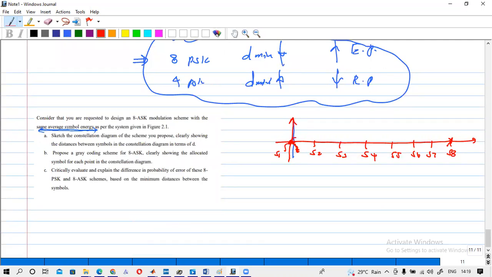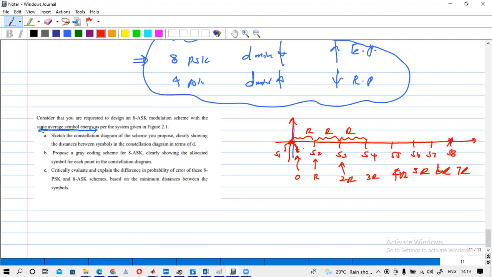What is the condition? The distance should be the same. All these distances should be R, so on. So this distance is 0, this distance is R, here you will have 2R, here 3R, here 4R, 5R, 6R, and 7R. So these are the distances.